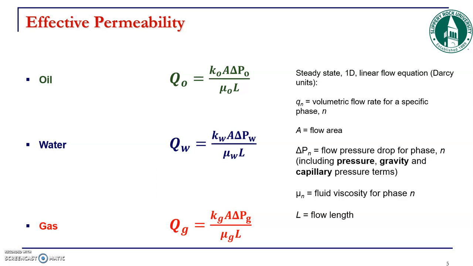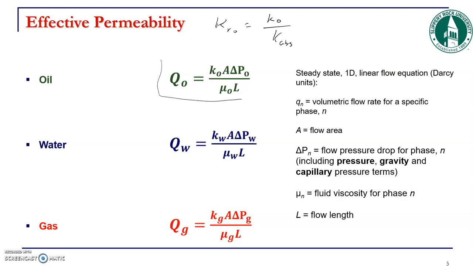Hello everyone, and we want to continue on the topic of relative permeability. In this topic we define the relative permeability, for example for the oil phase, to be the ratio of the effective permeability of the oil divided by the absolute permeability, and so on and so forth for water and gas.